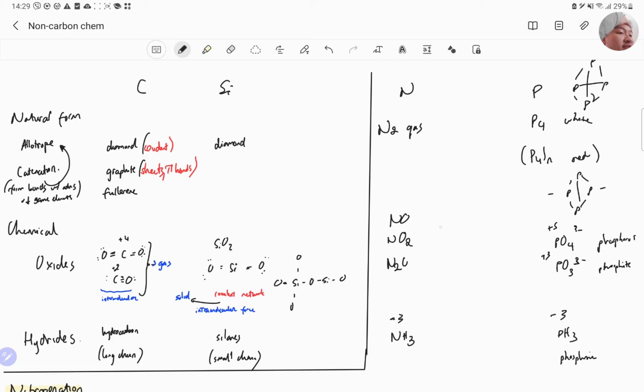So another way to refer to these, the nitrous or nitric: the more oxidation state you have, you've got nitric, I guess. So this one will be nitrous oxide.